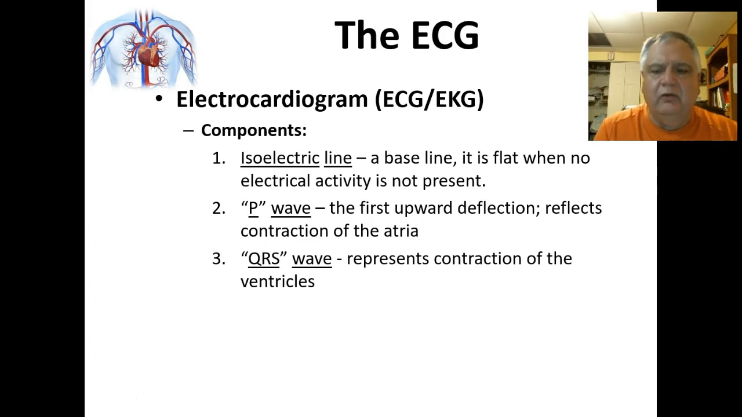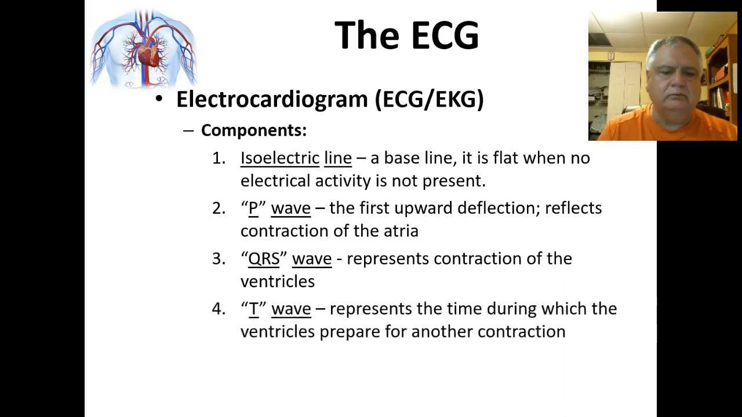Next, we have the QRS wave. The QRS wave represents contraction of the ventricles. When the ventricles contract, they're lined with much more muscle tissue, cardiac muscle tissue, and so the contractions are going to be much more forceful. So the QRS waves are going to be taller on the EKG.